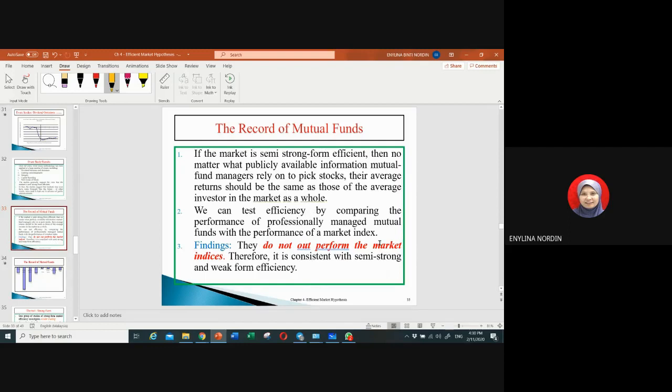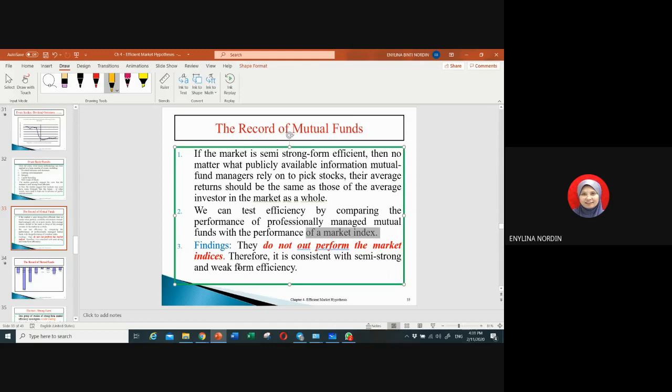We want to see whether the mutual fund managers can beat the market, or can help the investors to make an extraordinary profit or not. The findings show that they do not outperform the market index. That means they cannot beat the market, or in other words, they cannot help the investors to make an extraordinary profit. Therefore, it is consistent with the semi-strong and weak form efficiency.